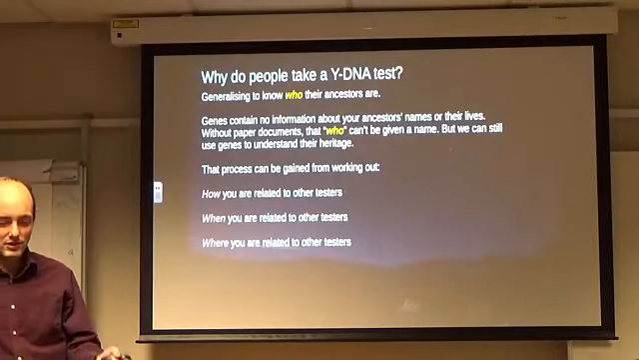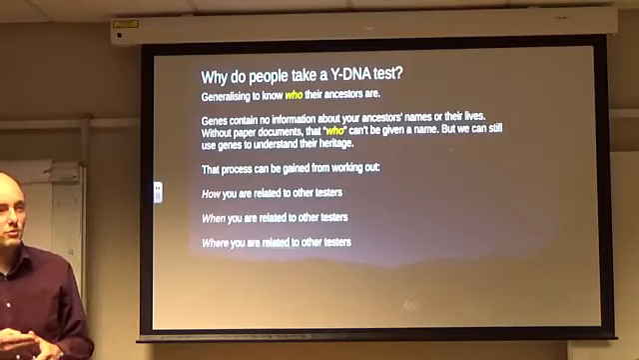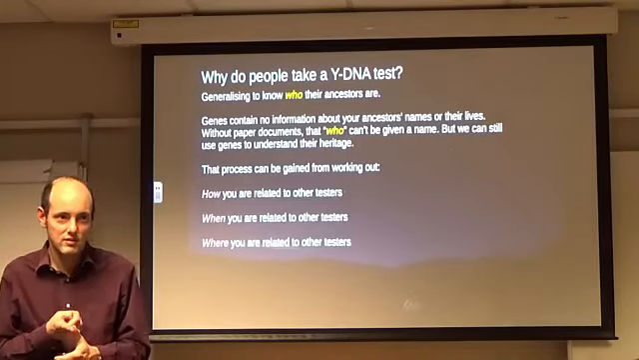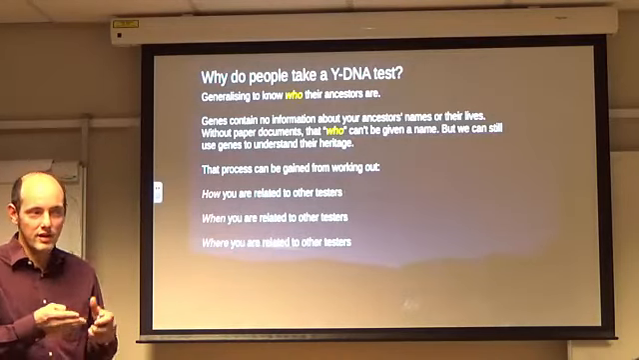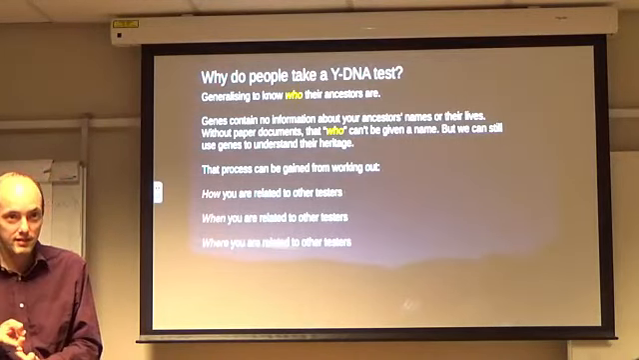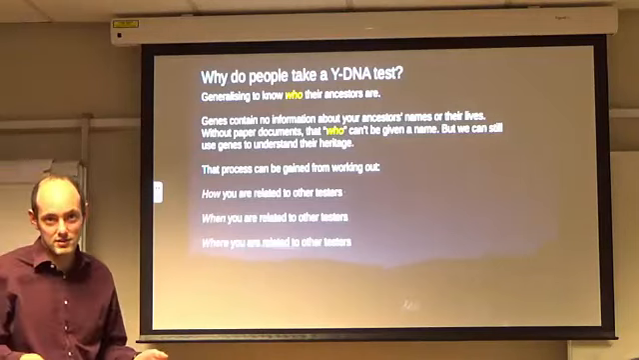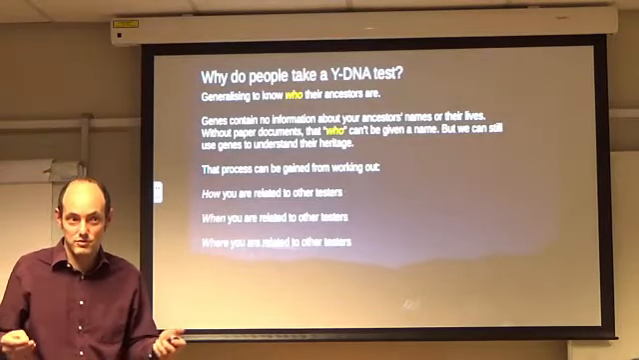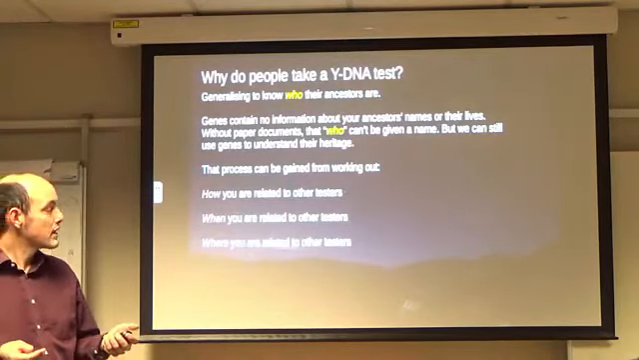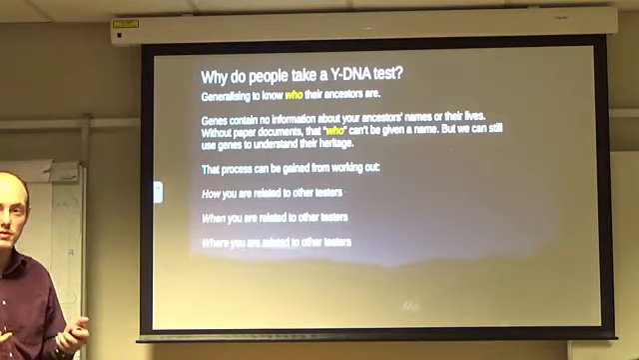If you're looking at your genealogy, there's pretty much three things that you want to know. You want to know who your ancestors are, you want to know when they lived, and you want to know where they lived and died. So those are the three things you can put in family trees and try and work out where your ancestors are from. And it's the same thing that we want to do with genetic genealogy.